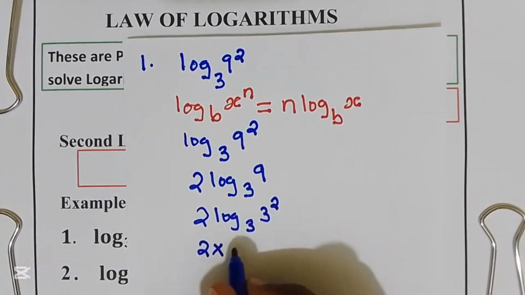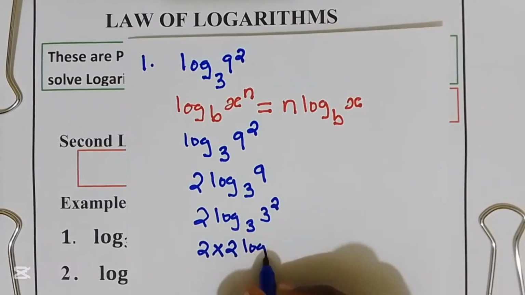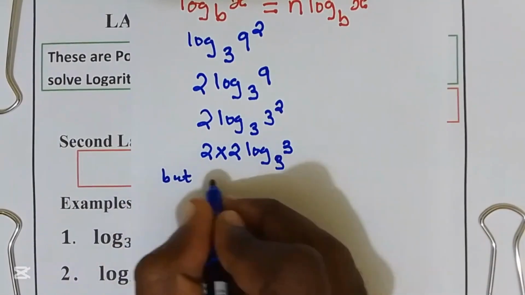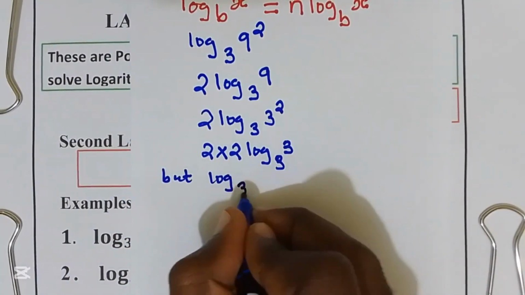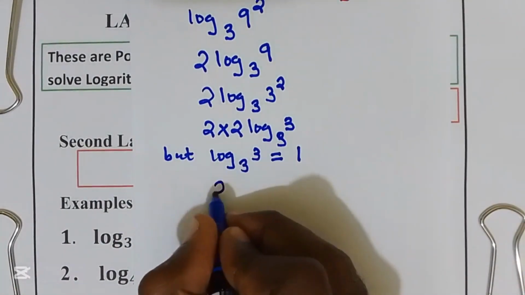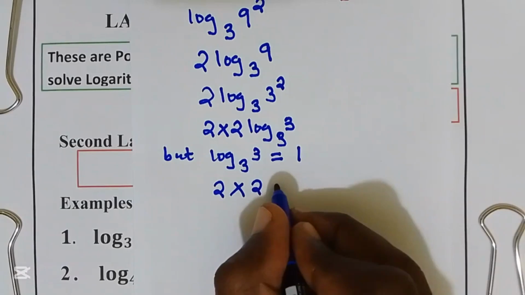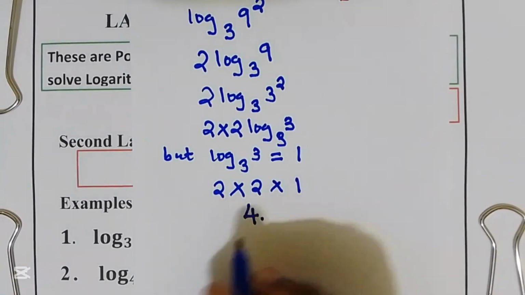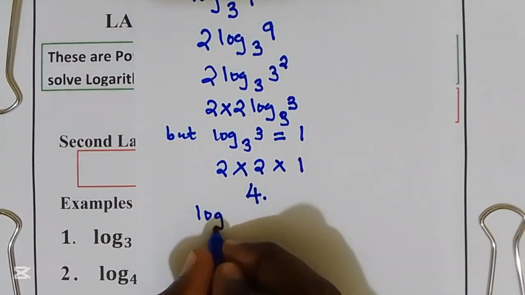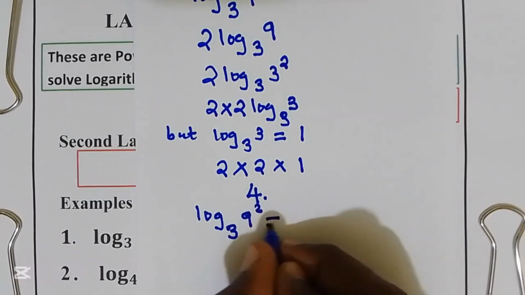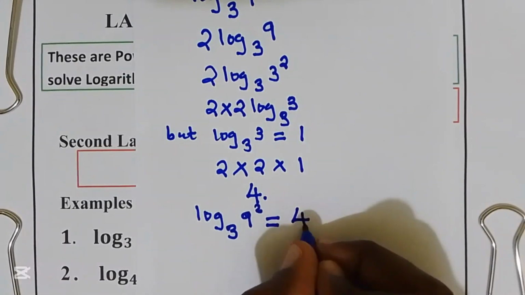That is going to be 2 multiplied by 2 log base 3 of 3, but log base 3 of 3 is equal to 1. Now this is going to be 2 multiplied by 2 multiplied by 1, which is going to give us 4. So log base 3 of 9 raised to 2 is equal to 4.